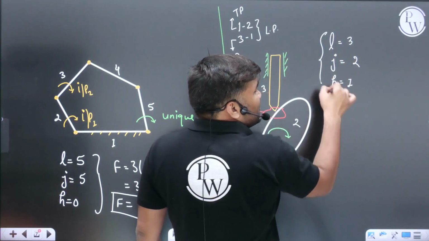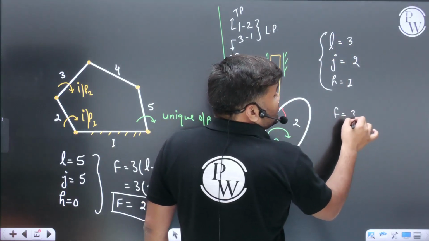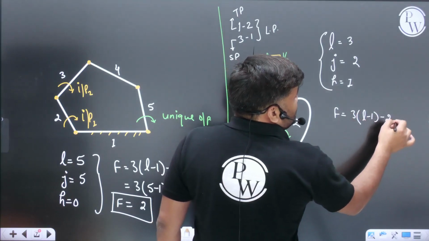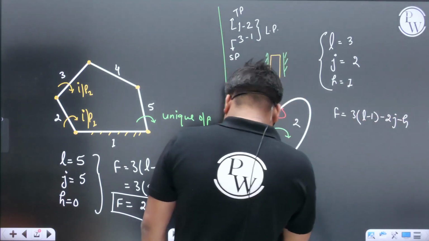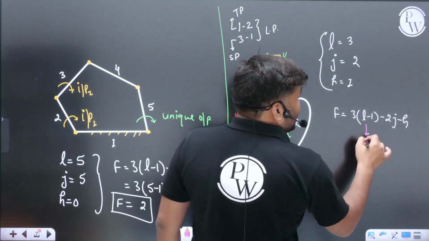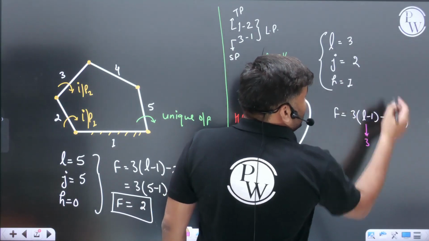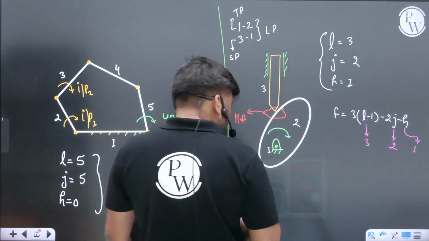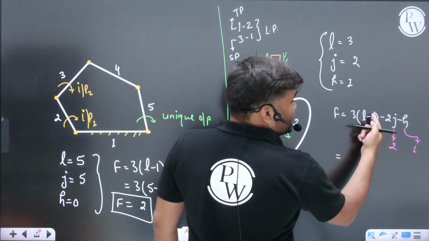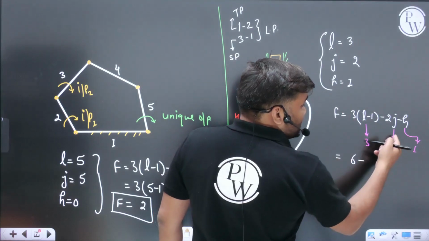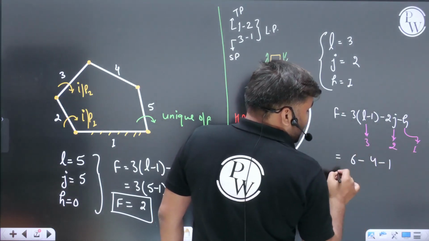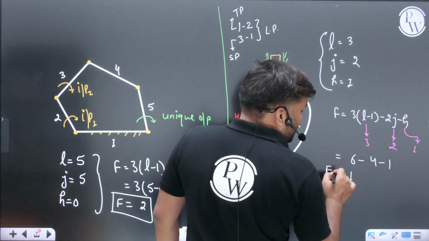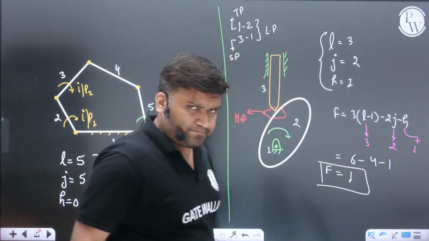Put these values in the formula. Degree of freedom F is equal to 3(L minus 1) minus 2J minus H. Put the values: L is 3, J is 2 and the number of higher pairs is 1. Try to calculate the answer. 3 minus 1 is 2, 2 threes are 6, minus 2 twos are 4, minus 1. The answer is 6 minus 4 minus 1, which comes out to be 1. The degree of freedom you have got is 1, beta.